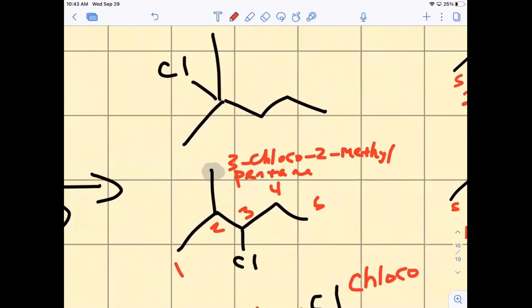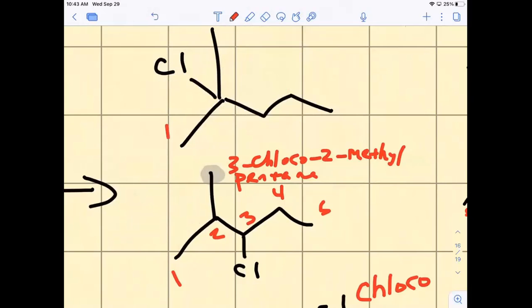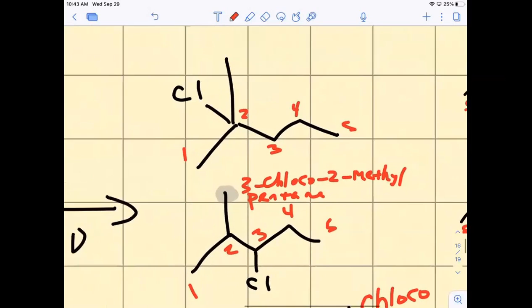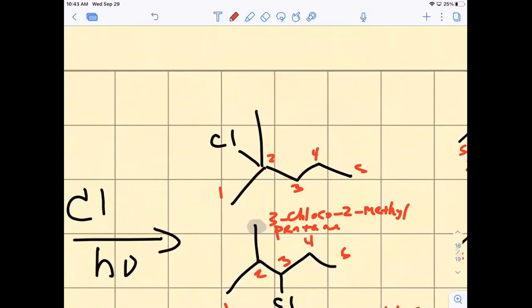So we're gonna do this one. 1, 2, 3, 4, 5. You can see that. Where are my substituents in that case? 1, 2. This is a methyl group, the chloro group. They're both on carbon 2. Is that right? Yes. So this equals 2 chloro, 2 methyl pentane.